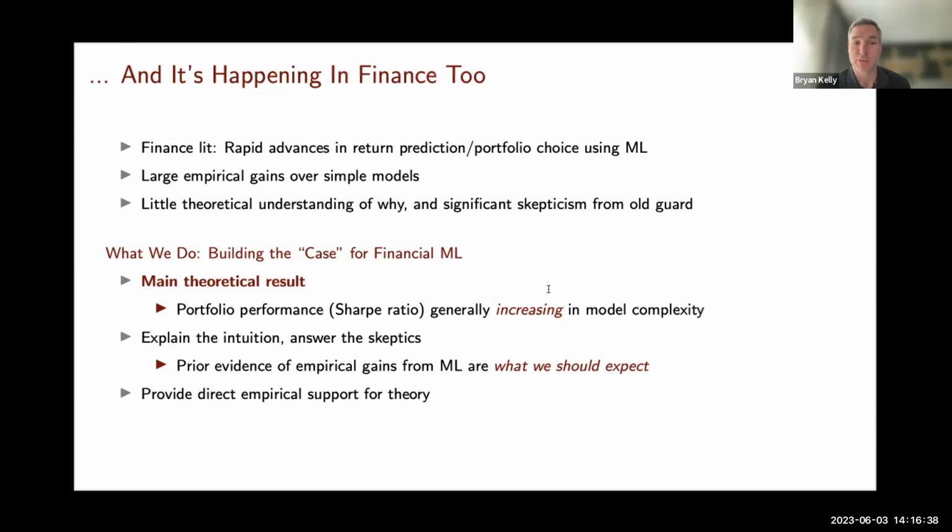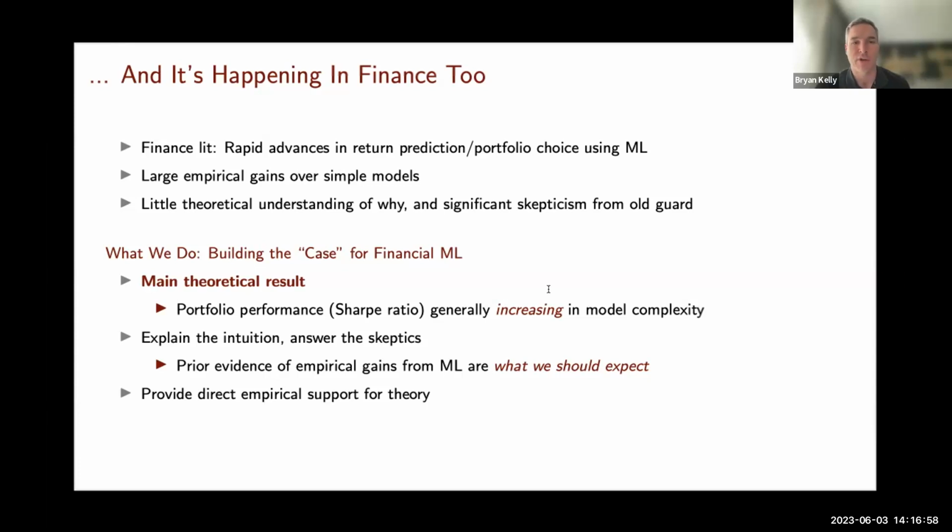The nice thing about the result is that it is a clear answer to the skeptics, because it tells you that the prior evidence of empirical gains that we've seen in the literature are in fact what we should expect by deploying machine learning for these types of problems. And then at the end of the talk, we'll go through some of the empirical support for this theory.